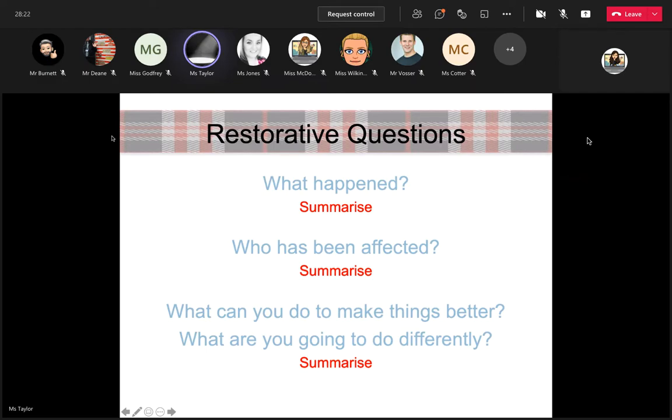So just to reiterate again, we've got our facts, which is what happened, and you summarise in their own words. We then move on to the consequences, who's been affected by this, and you summarise their own words, and then the future. What can we do to make things better, and what are we going to do differently next time? And again, you summarise that and repeat it back to the young person.